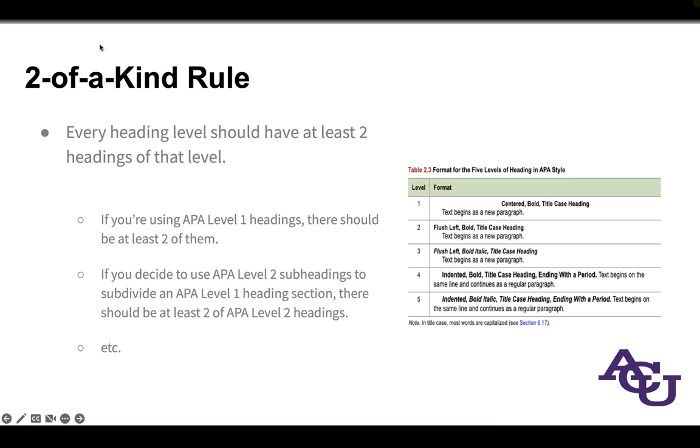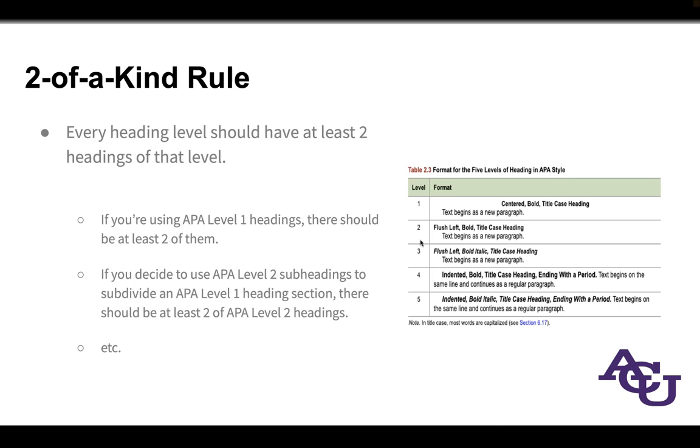Now, an important thing to keep in mind is that there's actually what I call the two-of-a-kind rule in APA style for using headings. If you're using any type of heading, there should be at least two of that type within the larger section. So within a paper, if you're using an APA Level 1 heading, there should be at least two of them. Within the section that an APA Level 1 heading introduces, if you're going to use a subheading of that, that will be APA Level 2, the next going down this hierarchy, and there should be at least two of those.